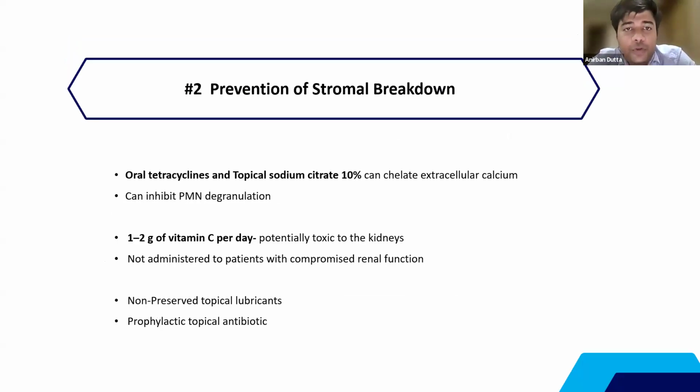Next objective will be to prevent stromal breakdown. So if you see a chemical injury where you are suspecting that the stroma is melting, then in this case you use oral tetracyclines and topical sodium citrate 10%. 1 to 2 grams of ascorbate has been proposed and has been used conventionally by us for a long time. It has been shown to give good results in patients who are having more severe chemical burns.